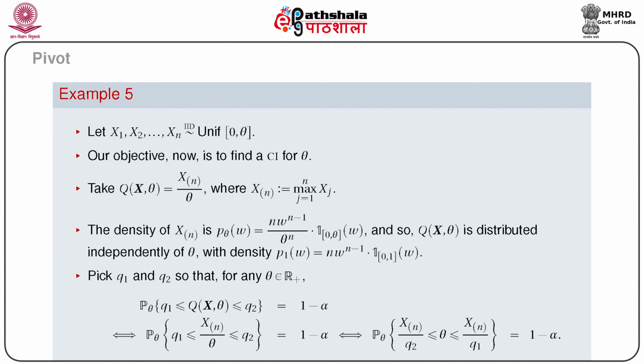Which is equivalent to probability under theta q1 less than X ordered n by theta less than q2 is equal to 1 minus alpha. And therefore probability 1 by q2 less than theta by X ordered n less than 1 by q1 is equal to 1 minus alpha. And finally we get probability X ordered n by q2 less than theta less than X ordered n by q1 is equal to 1 minus alpha. Therefore T1(x) equals X ordered n by q2 and T2(x) equals X ordered n by q1. And therefore the length of the interval is given by T2(x) minus T1(x) is equal to X ordered n into 1 by q1 minus 1 by q2.